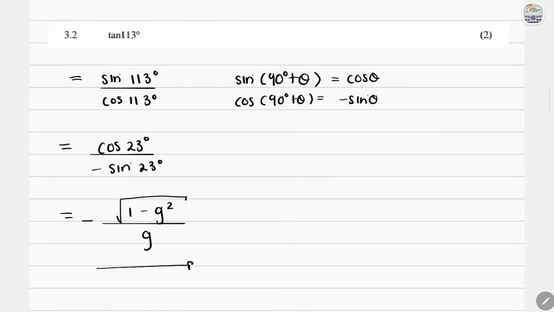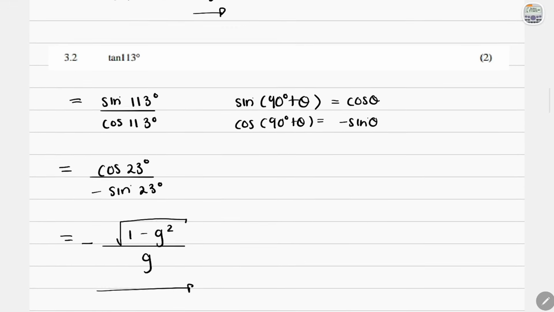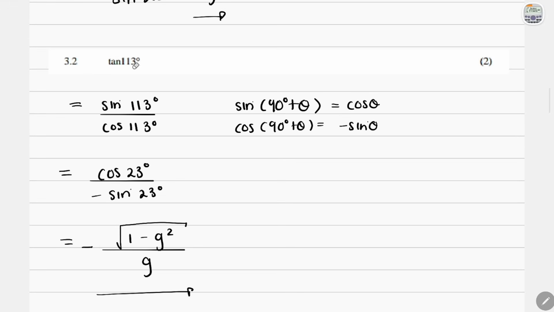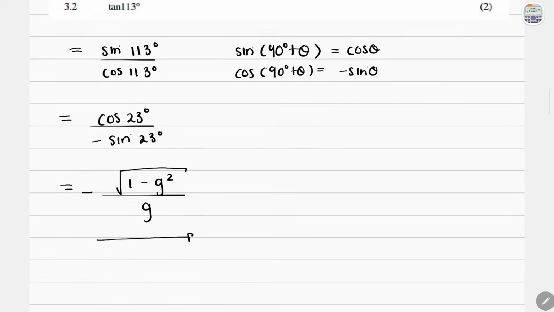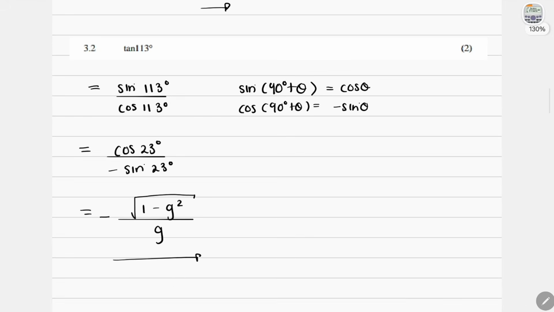So this is an alternative way to the way they would naturally do it, because they'll probably reduce that angle first and then change it. But then I thought, we can already see this 23 degrees, so you can just use cofunctions as well. Okay, moving on to the next question.